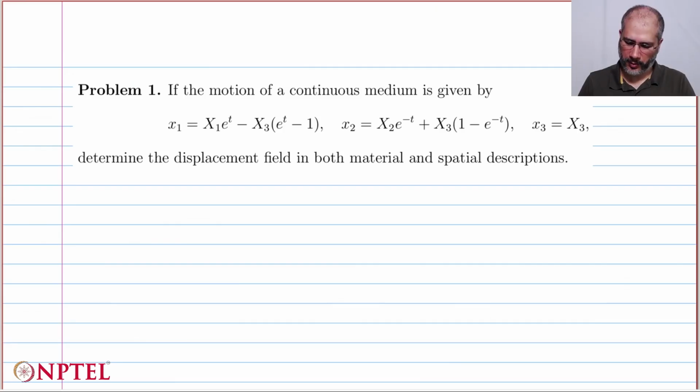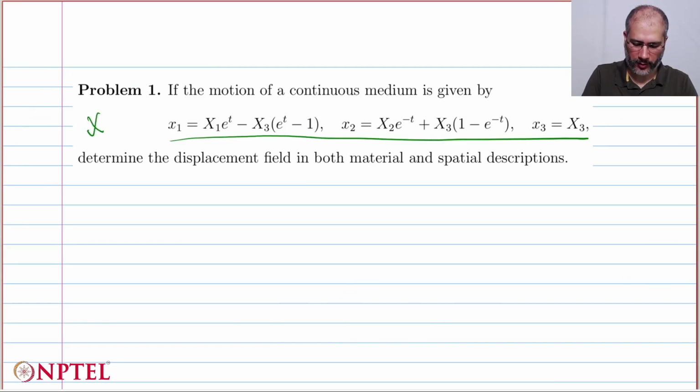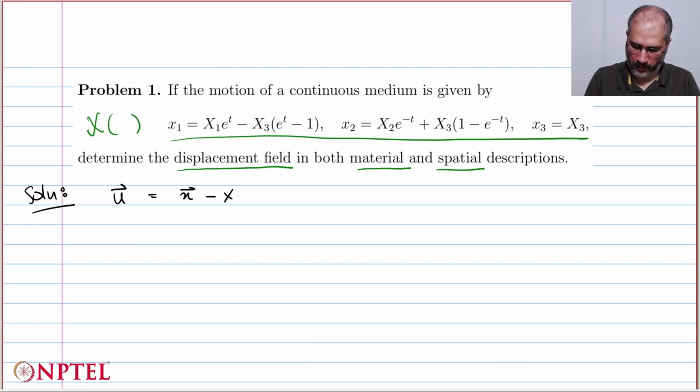In the first problem, the motion of a medium is given by these equations, which is basically the chi function. And we have to determine the displacement field in both the material, that is Lagrangian, and the spatial, that is Eulerian, descriptions. So let us solve the problem. We know that the displacement u is given as small x minus capital X. First we'll express this displacement in the material coordinates. So small x is written in terms of capital X, that is the chi function, minus capital X.